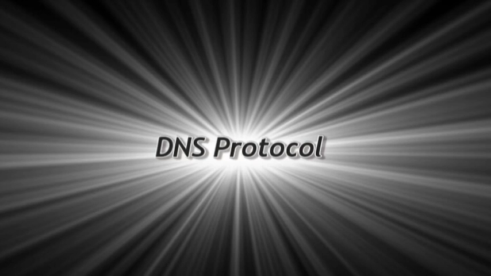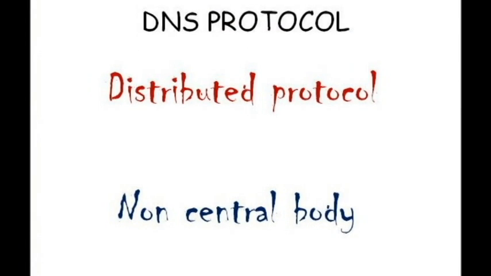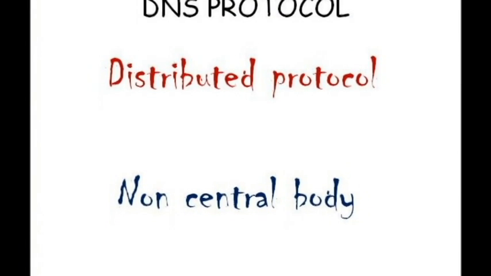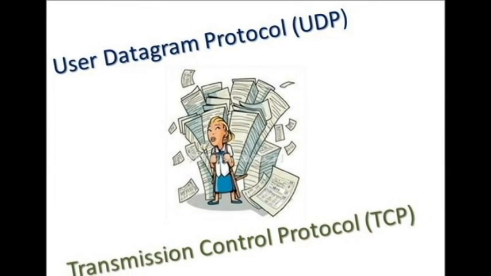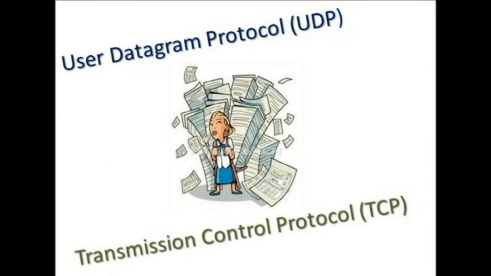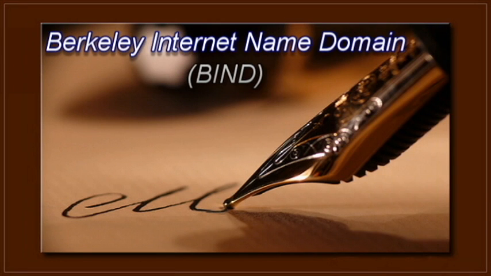Talking about the protocol that DNS uses, earlier there was a central body for carrying out this task, but now it's a distributed protocol. There are 13 servers and a huge number of zones. On the transport layer, DNS primarily uses UDP on port 53. However, if the response data size exceeds 512 bytes, it uses TCP. Bind is a renowned DNS server which is free and open source.